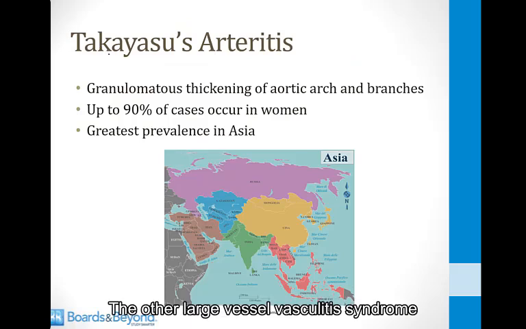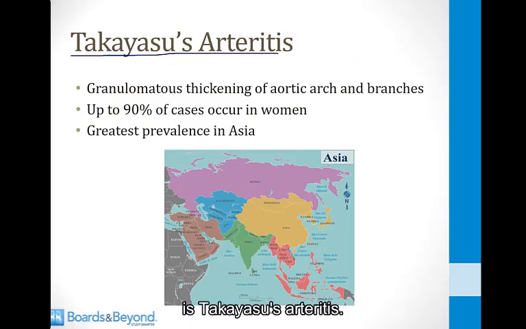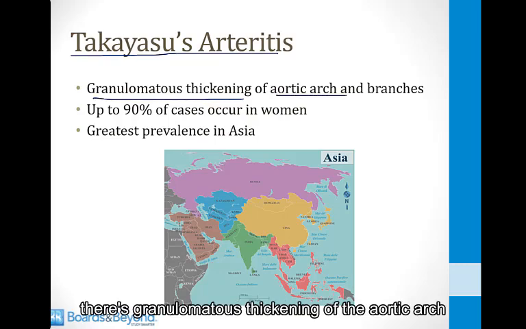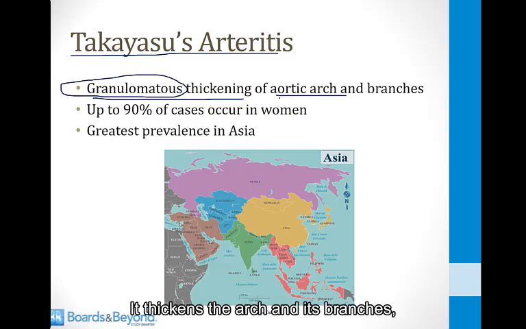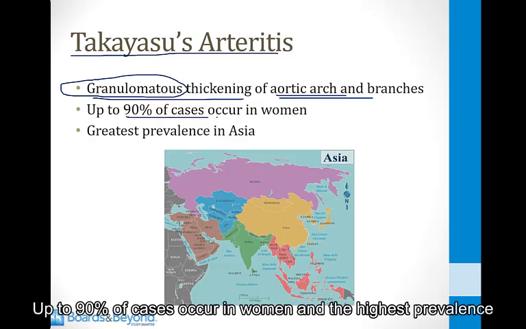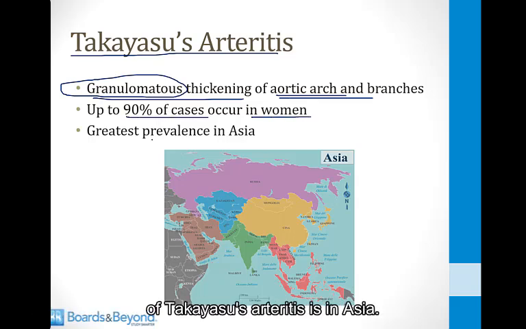The other large vessel vasculitis syndrome is Takayasu's arteritis. In this condition, there's granulomatous thickening of the aortic arch and branches. Basically, granulomatous inflammation occurs, it thickens the arch and its branches, and that leads to abnormal blood flow. We'll talk about this in a minute. Up to 90% of cases occur in women, and the highest prevalence of Takayasu's arteritis is in Asia.